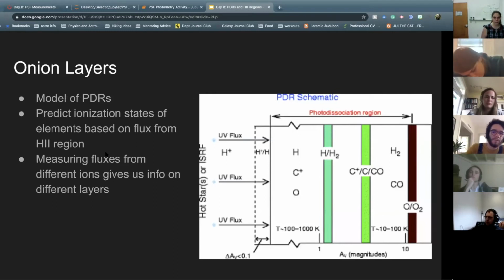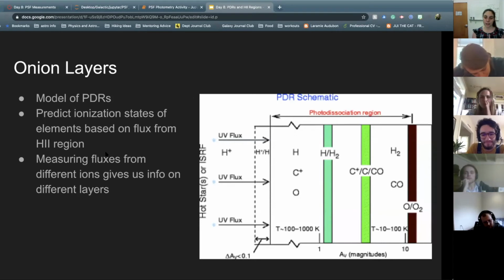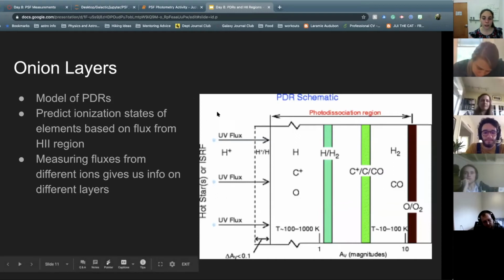Just like ogres, PDRs have layers. We can model PDR layers based on the amount of ionizing photons, the energy of the photons that we expect to be at that layer. So we can think in this schematic, we have our young stars, our O and B stars.